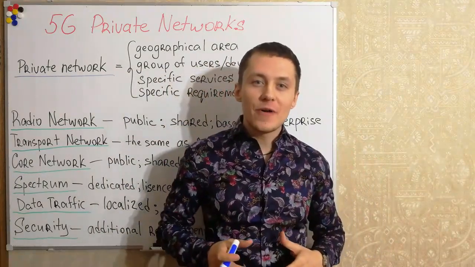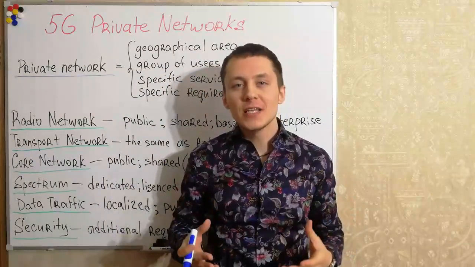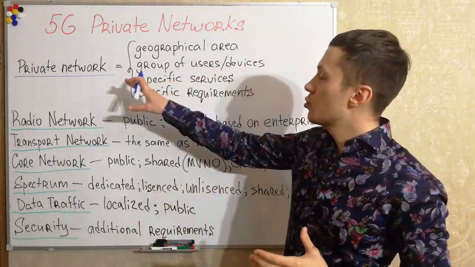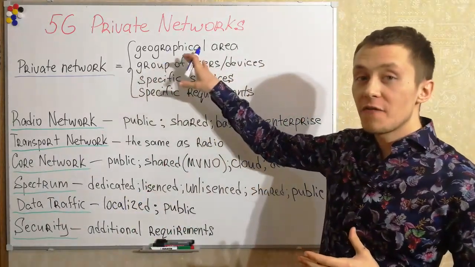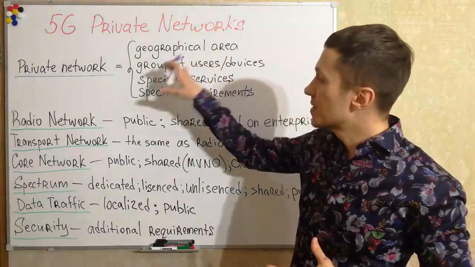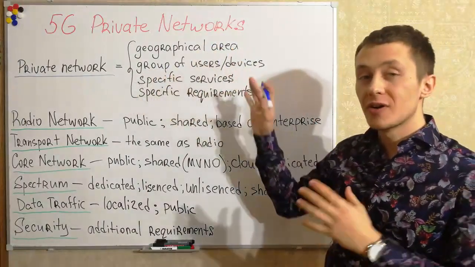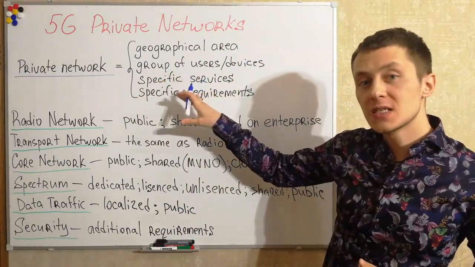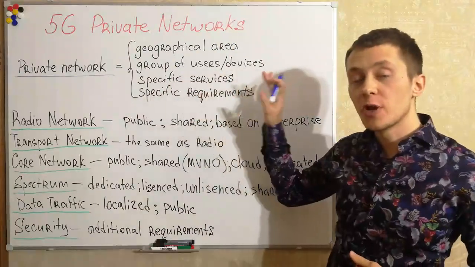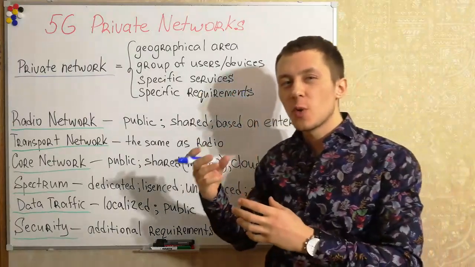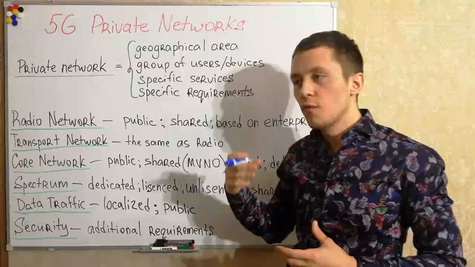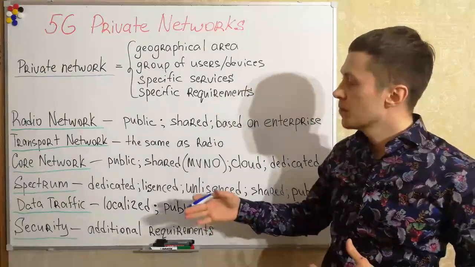So let's start with terminology. What is a private network? A private network is a specific network for a limited geographical area, for a specific group of users or devices, and with specific services and specific requirements, usually for security, for latency, and in some cases for throughput.